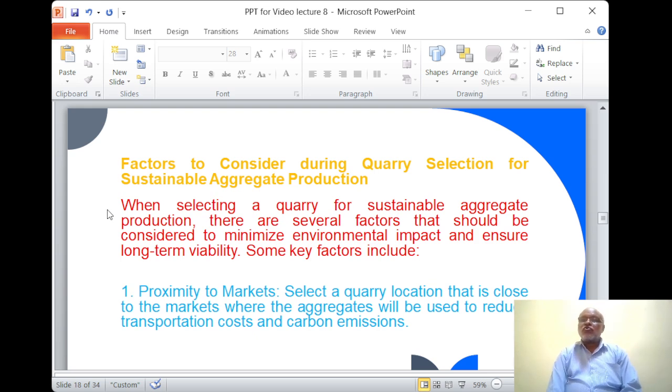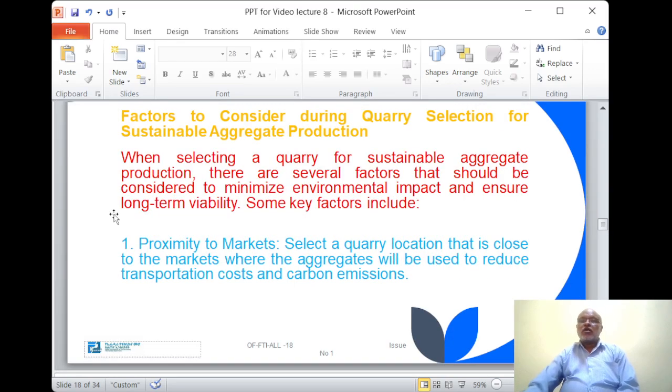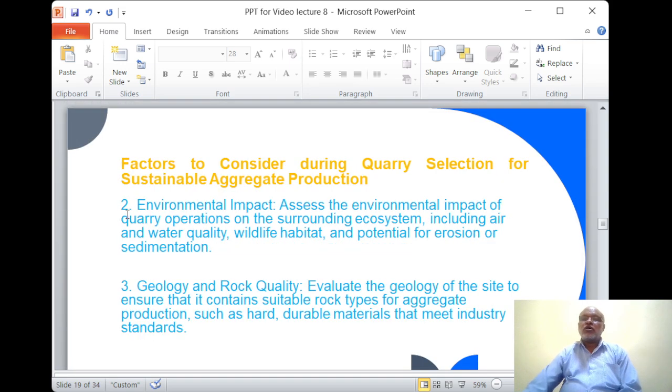When selecting a quarry for sustainable aggregate production, there are several factors that should be considered to minimize environmental impact and enhance long-term viability. Some of the factors include the following: proximity to the market. Select a quarry location that is close to the market where the aggregates will be used to reduce transportation cost and carbon emission.